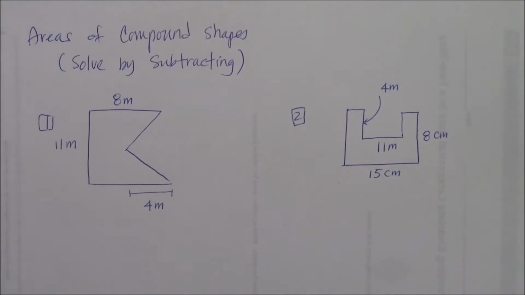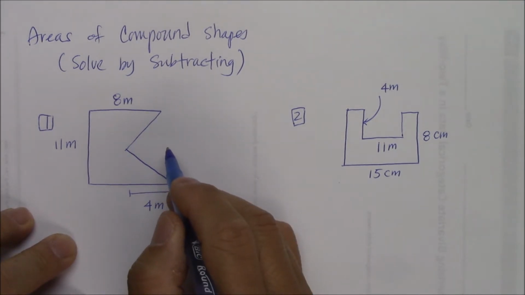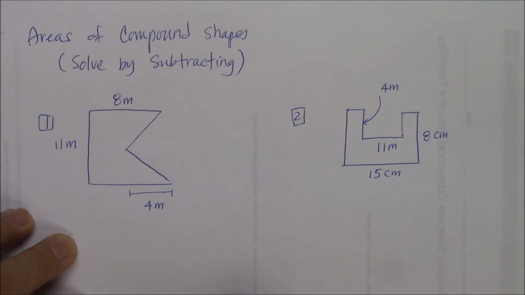Hi, this instructional video is about finding the areas of compound shapes. Unlike the previous instructional video, however, this one is finding the area by subtracting. Let me explain what that means.